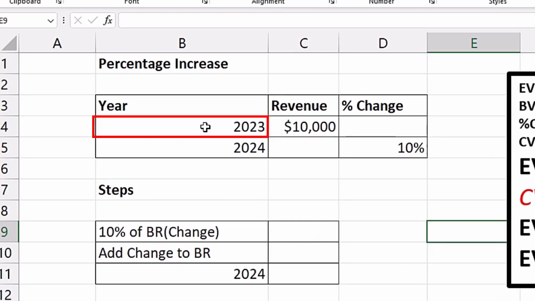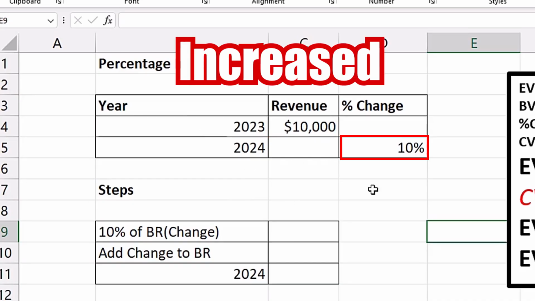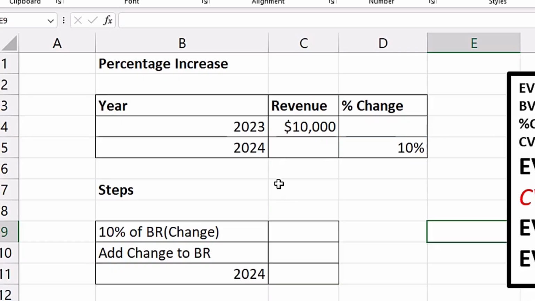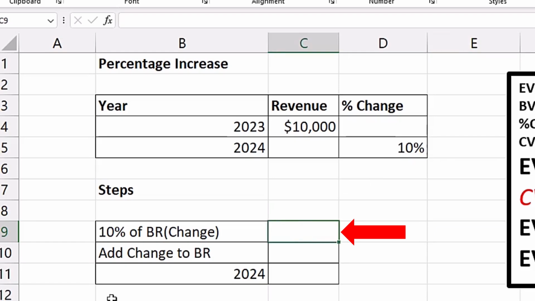In the year 2023, our revenue was $10,000, and then in the year 2024, it increased by 10%. So we want to get the exact revenue in the year 2024. Now let's start by getting the change. So I'm going to click on this cell. We're going to get 10% of the beginning value, or 10% of the revenue at the end of 2023. That will give us the change.